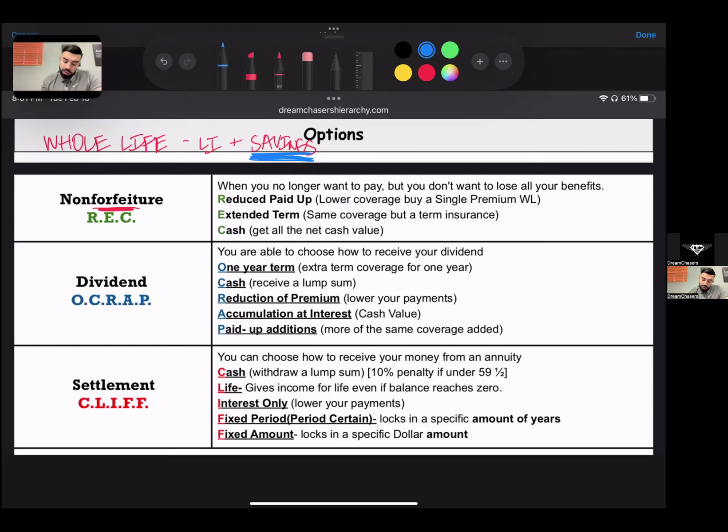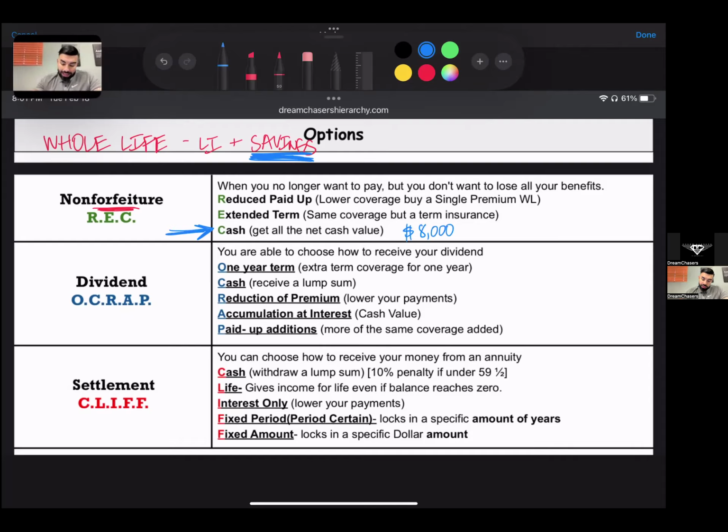Number one, most common, is you can use the cash option, which means you're just going to get a check. Let's say you have a total of $8,000 in your cash value, then you can take that $8,000 and get a check for 8 grand. Okay, they just cash you out.